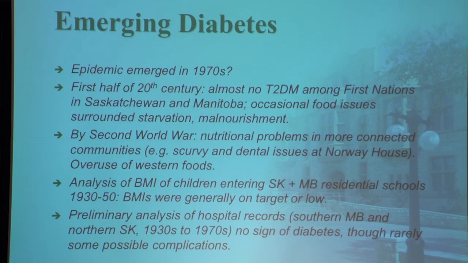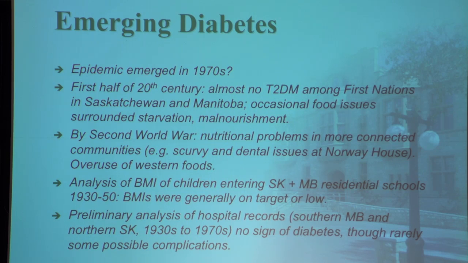Analysis of body mass index of children entering Saskatchewan and Manitoba residential schools that I did from the 1930s and 50s, well, BMIs were typically low, so these weren't overly obese kids. In fact, there were fairly few obese kids. So at that time, in the 1930s and 1950s, kids were in fairly good shape. It's after that you start to see the problems. Specifically, it's after the 1970s you start to see obesity rates that are much increased.